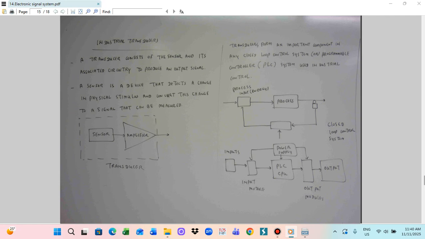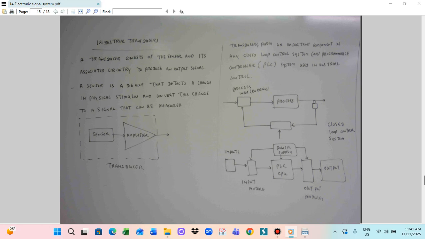Now normally the industrial quantities are sent by the transducer, provided in analog or digital format. The digital signals are supplied to the CPU or the PLC system. Then the control signals are provided as analog through the ADC, DAC converter, so that we can utilize them for the industrial control system. This is one format of the PLC system.